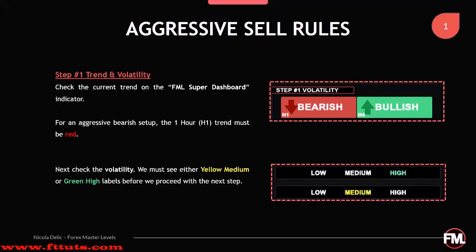Next, check the volatility. Again, we must see either the yellow medium or green high label before we proceed with the next step. So the same as for a conservative trade.